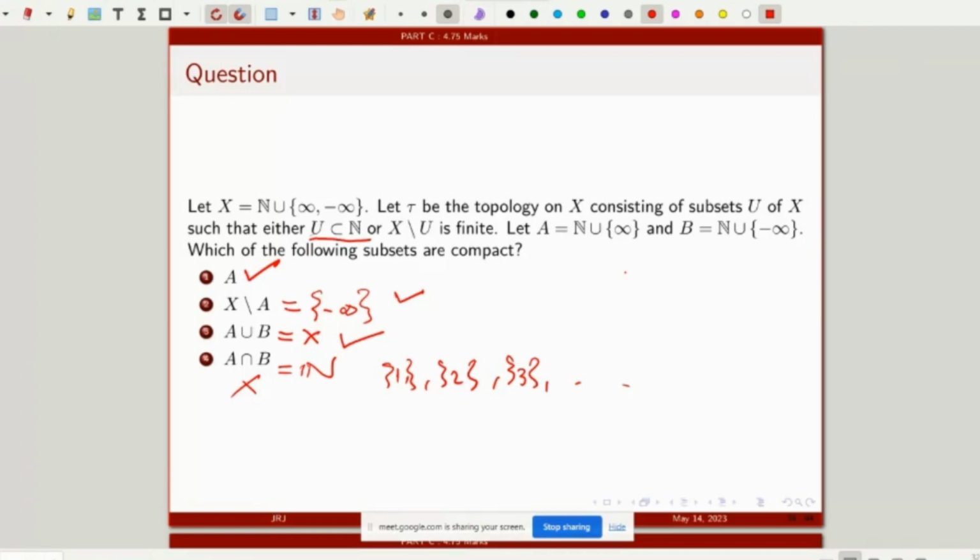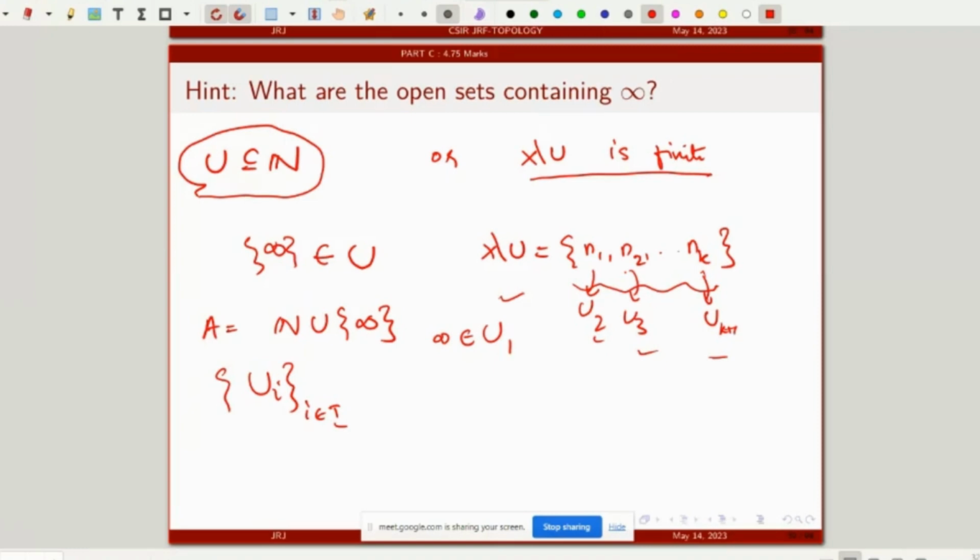Somehow A union B is compact. What is A union B? A union B is the whole set. So there will be the point infinity, and you can use the same argument. You will start with an open set which contains infinity. So it will exclude at most finitely many points. Now you can take the open sets which contain those points. So the same argument will work for A union B as well. Is it okay?